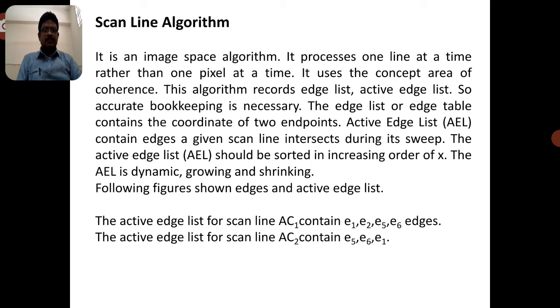This particular scan line processes one line at a time rather than one pixel at a time. So in place of a pixel, we observe one line at a time. One line at a time is taken and we can draw that line on the polygon. It uses the concept of area coherence. So the concept of this scanline algorithm is coherence. This algorithm records edges and the active edges list, so that information should be taken from the given image.